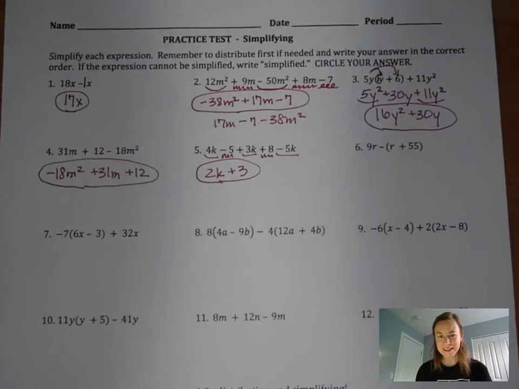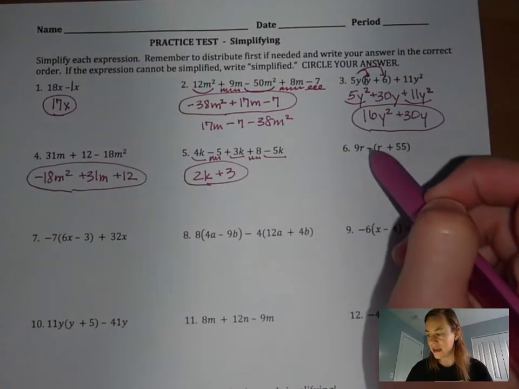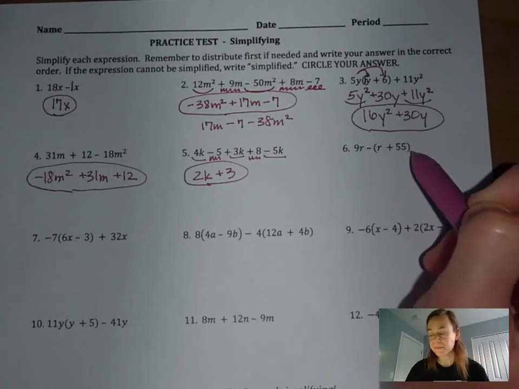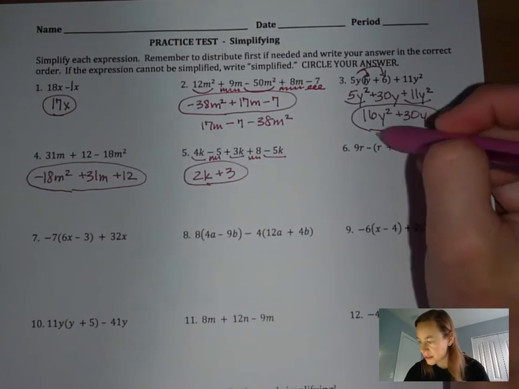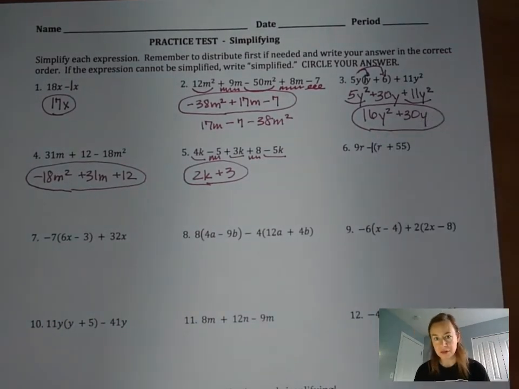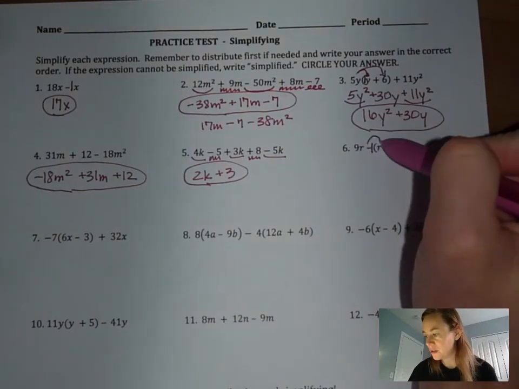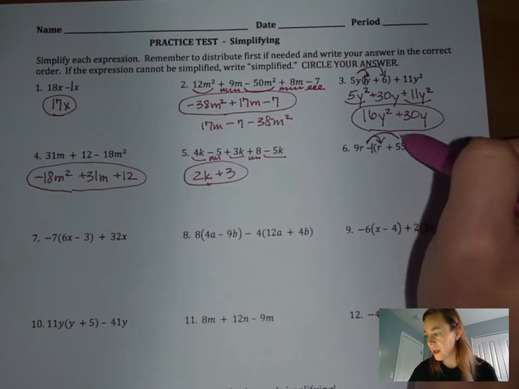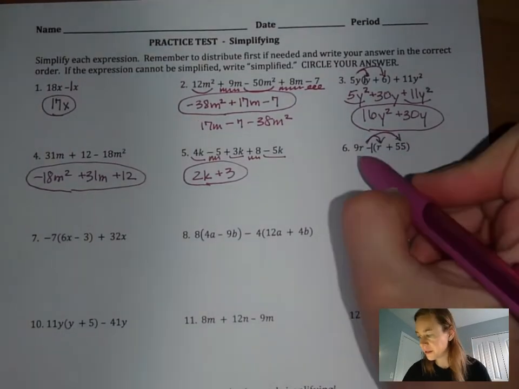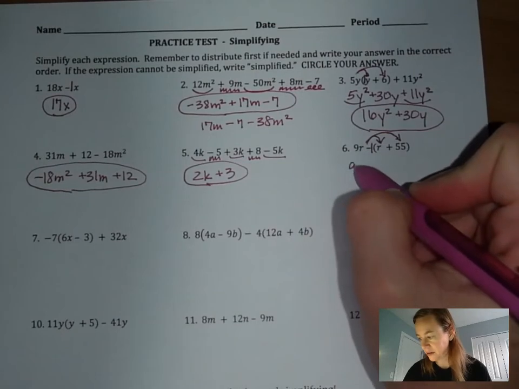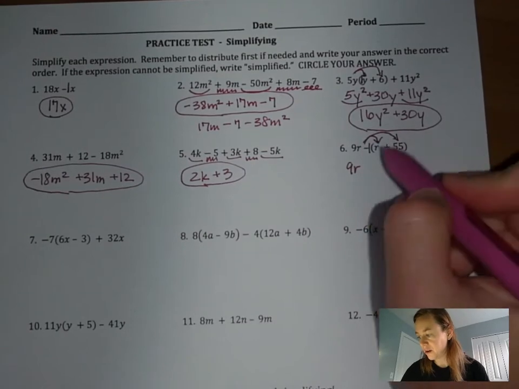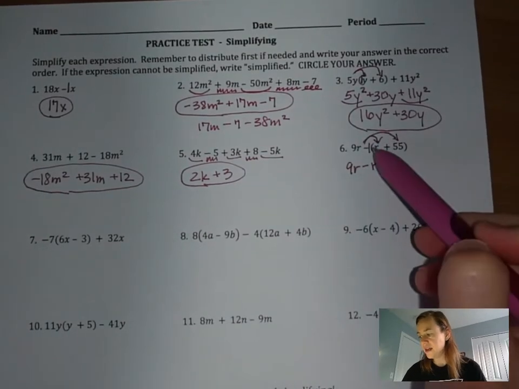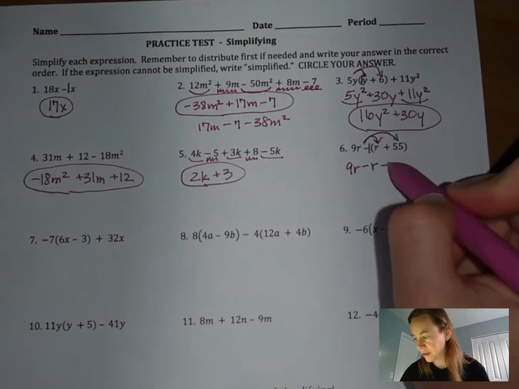Okay, looking at number 6. So here we have a negative sign in front of some parentheses. And you could think of it as distributing the negative through the parentheses, or you could think of it as distributing -1 through the parentheses. Same thing either way, whichever way you want to think about it. So we're going to distribute that to the R and to the 55. So let's start by copying down our 9R. And now the -1 or the negative goes to the R, so we're going to have minus R. And then the negative also goes to that 55, so minus 55.